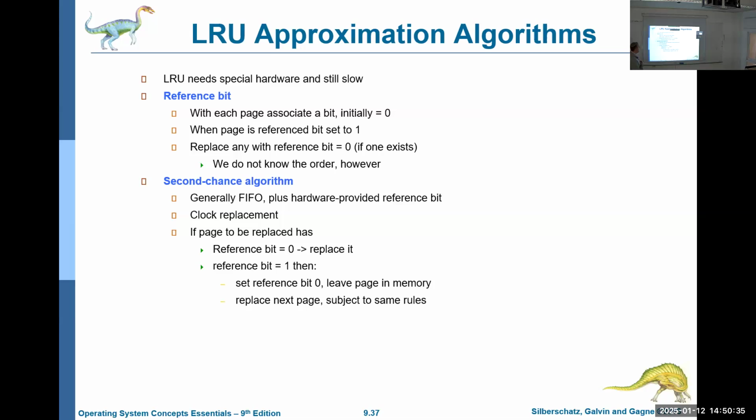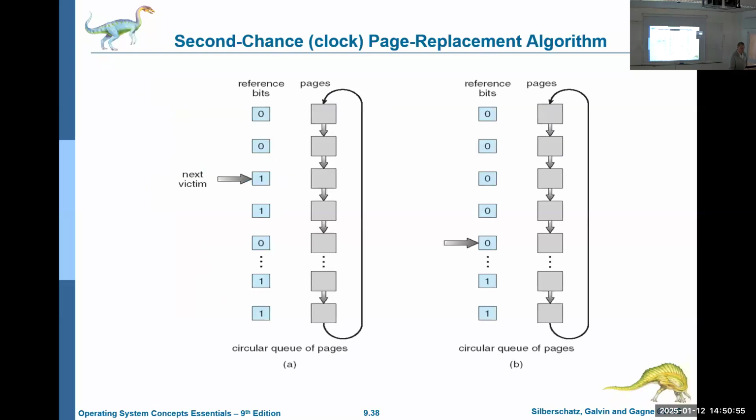Here's the basic idea. If the page to be replaced has a reference bit 0, replace it. If its reference bit is 1, then change it to 0, but leave the page in memory, and replace the next page subject to the same rules. So let's do an example. That's the basic idea without explaining too much, because an example explains it better than the words.